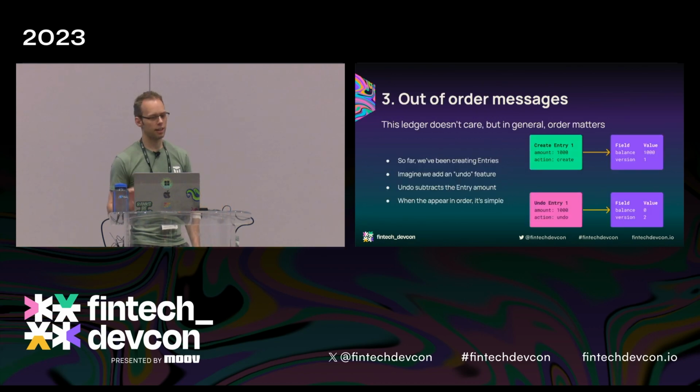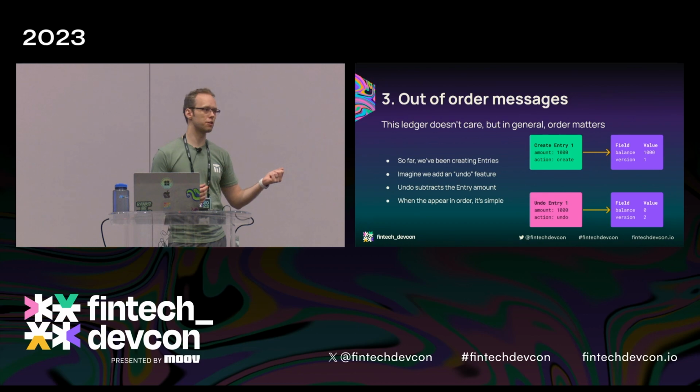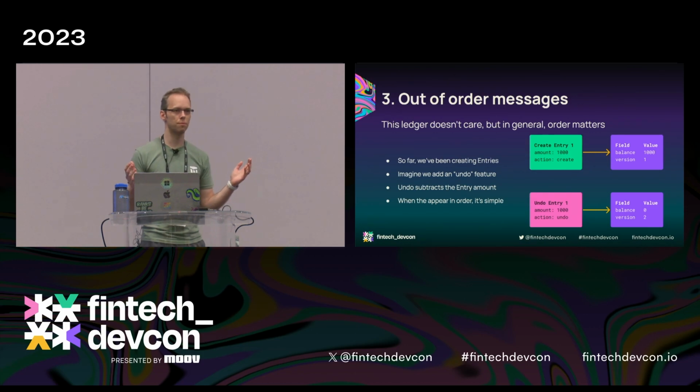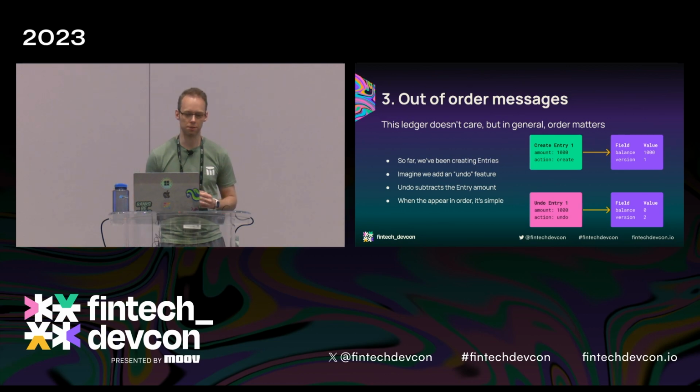Now, the third case is a little bit tricky, and it's out of order messages. The ledger that we have described so far doesn't care if it gets messages out of order. You can just assign lock versions in the wrong order. But for the sake of example, and because this is the trickiest case to deal with, we're going to add a new feature to our ledger, a new request from our product team, and then we're going to see how we can make sure that our system is still robust, even if it gets messages out of order.